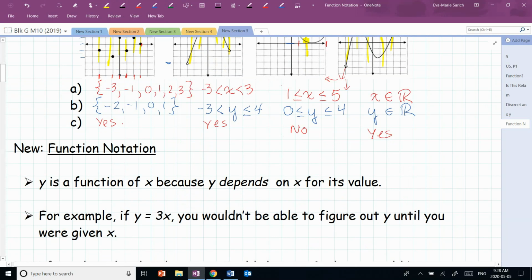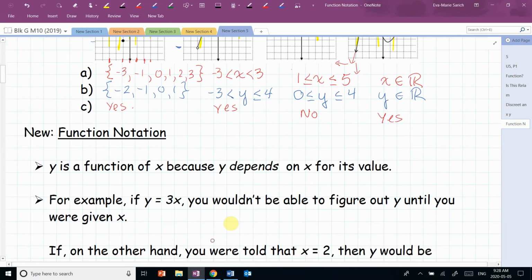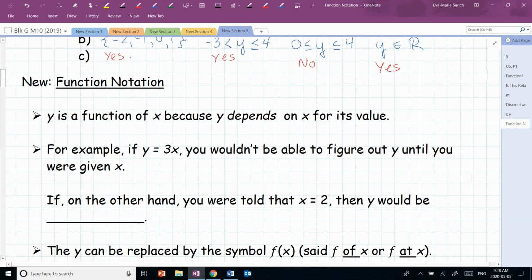Now on to our new lesson. It is a little bit lengthy, but I wanted to include lots of examples so that you can go back and look at it if you're struggling with the assignment.